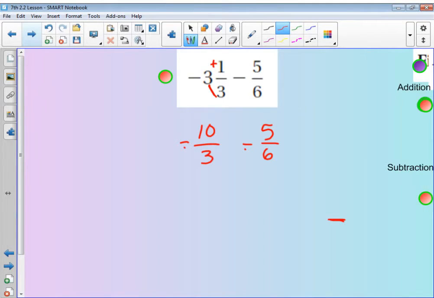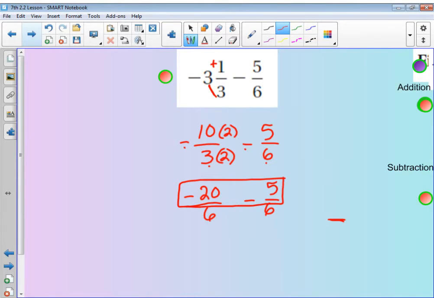Now, because I'm okay with common denominators, I'm looking at this and saying, will 3 go into 6? Yes, it will. It'll go in there twice. So whatever I did to the bottom, I have to do to the top. So now I have negative 20 over 6 minus 5 over 6. That one's not going to change. I know the bottom number is going to be 6.